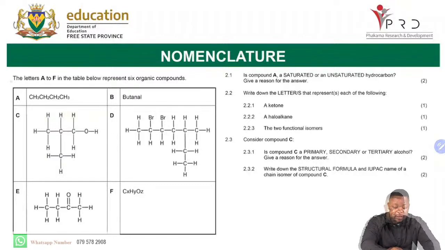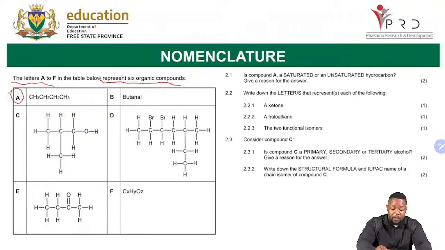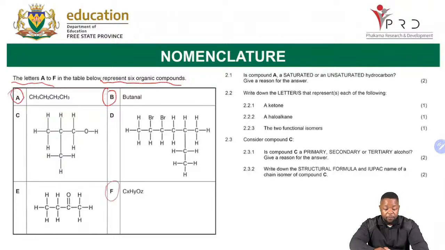Consider the letters A to F in the table below. These letters A to F represent 6 organic compounds. Now, you will see that in the table that is given there, some molecules such as A, B, and F are not drawn as structures, while we have C, D, and E, which are given as structures. The molecules that are given as structures, usually the examiner will want to ask you to name them.